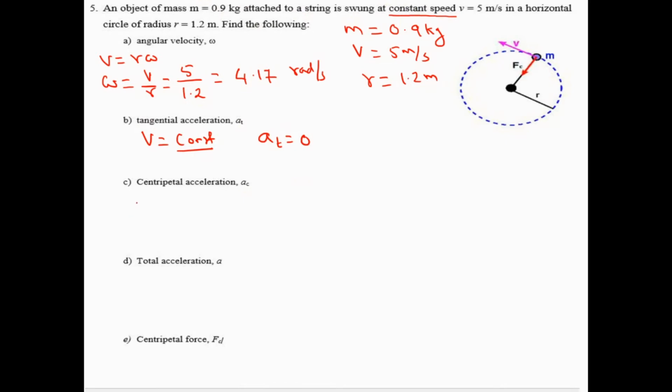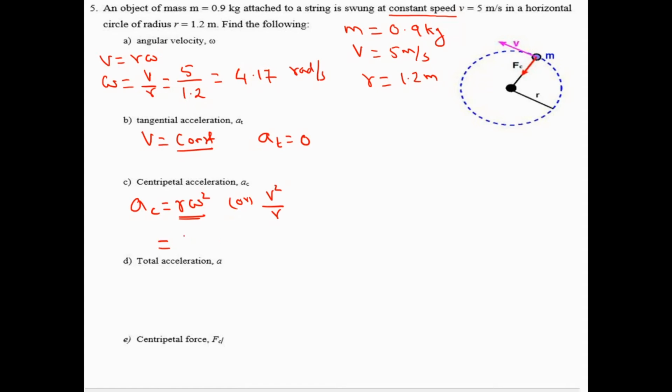So we already studied the equation for centripetal acceleration, which is equal to r omega square, or if you want to use this equation, v square over r. Both will give the same answer. So for our case, I'm going to use this equation. If you want to use the other one, you can just go ahead, you will get the same answer.